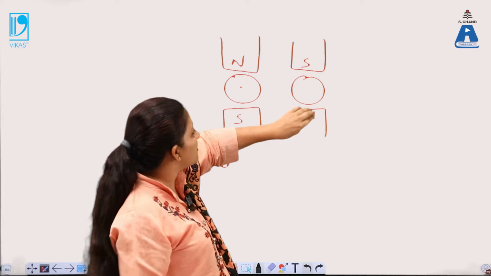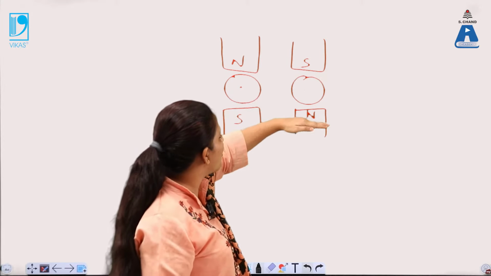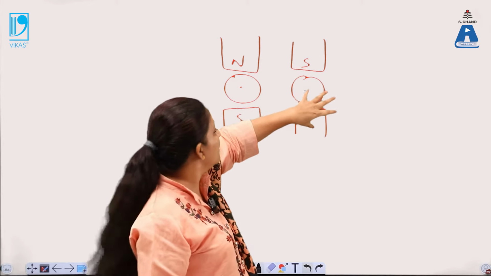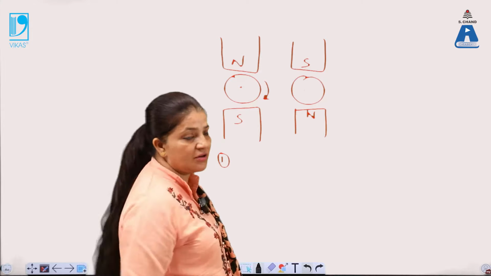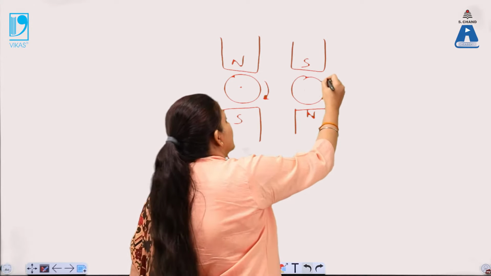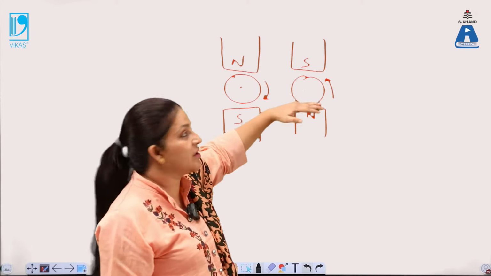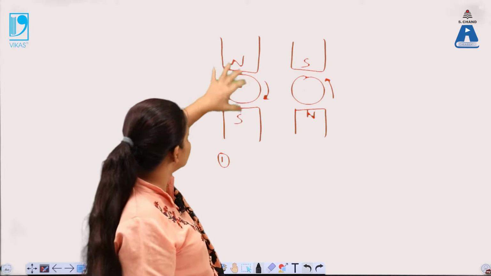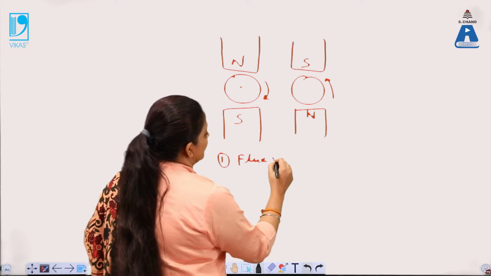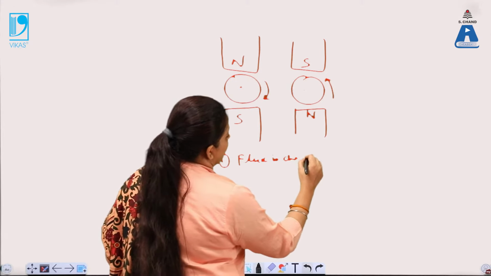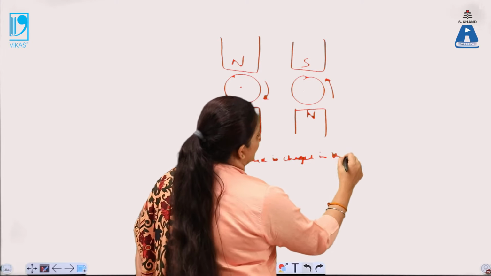Again in this case, the field lines of force will start moving in the upward direction from north to south. If here the rotor is moving in the clockwise direction, then in this case the rotor will move in the anti-clockwise direction because the polarity is changed over here. Now the flux is changed. Here the flux is changed in the rotor.